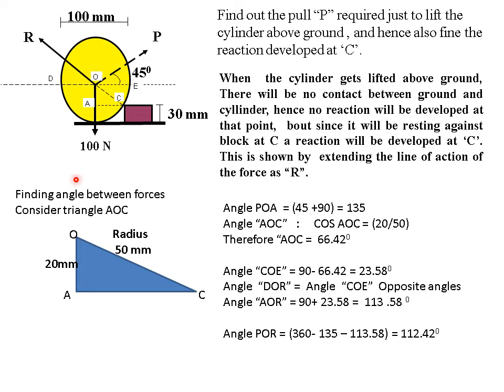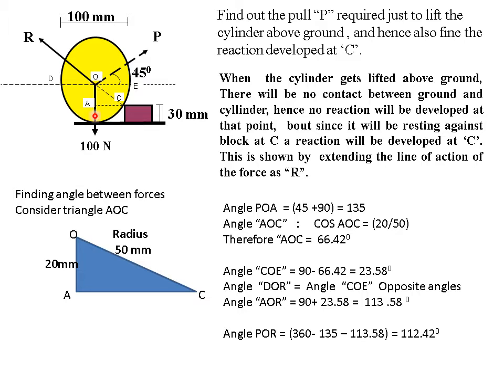Now based on this principle, we'll see a few examples. This example is given in the diagram. Find out the pull P required just to lift the cylinder above ground, and hence also find the reaction developed at C. Now see, this is one circular cylinder. It is resting against a block of height 30 centimeter here, and the whole assembly is resting on the ground.